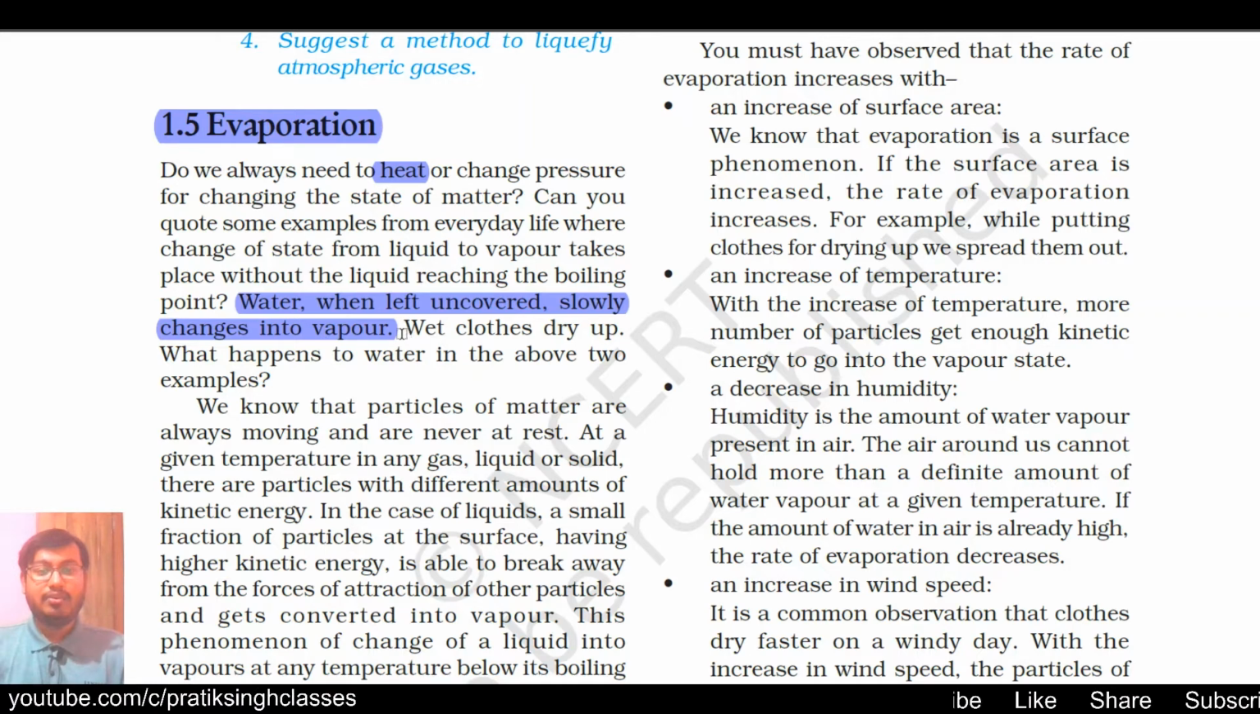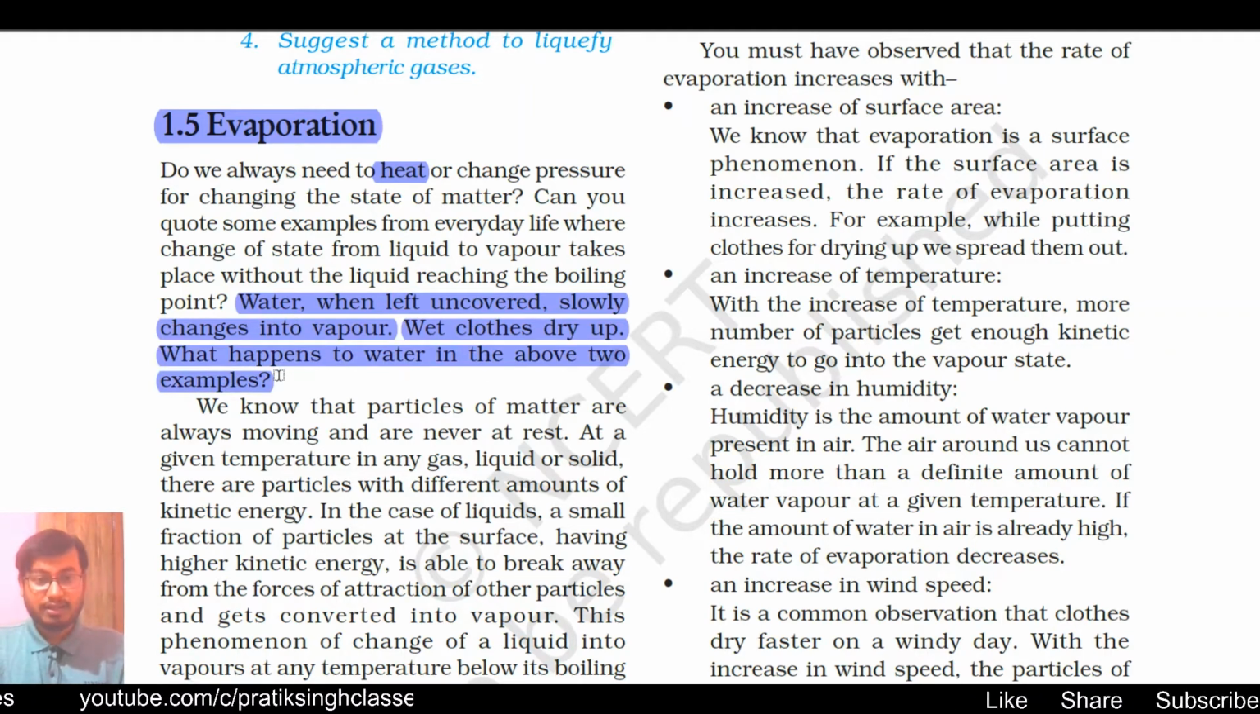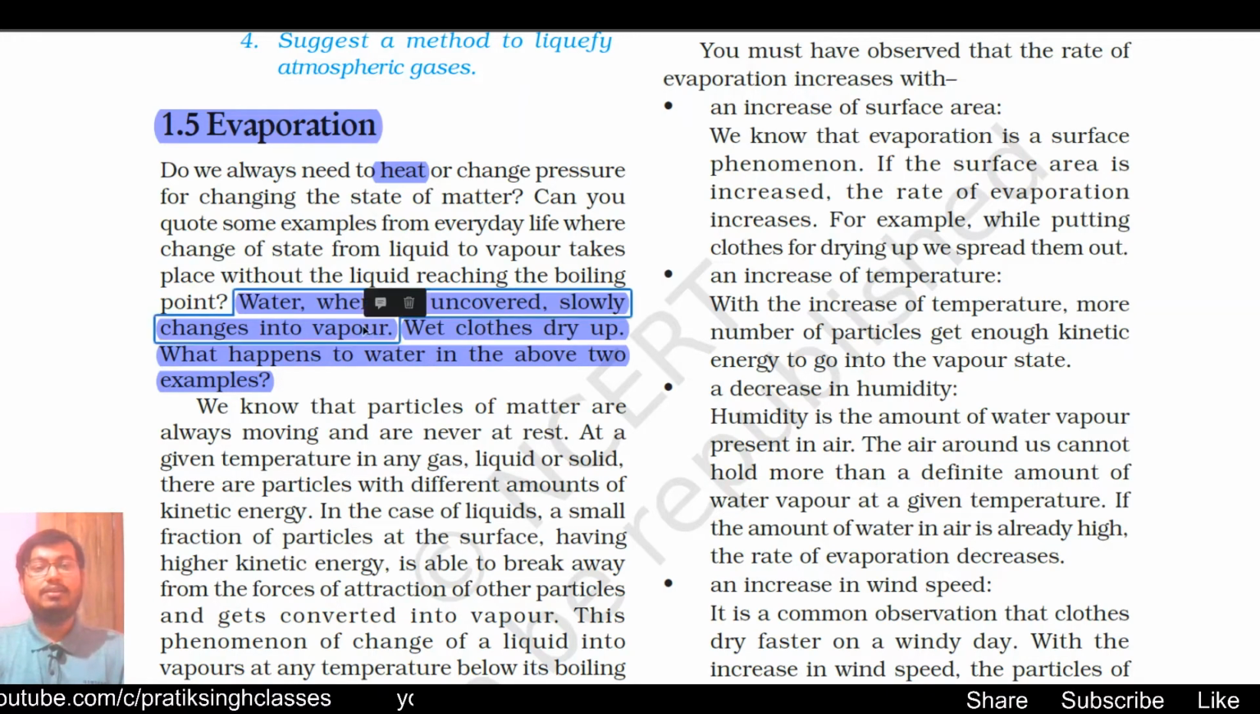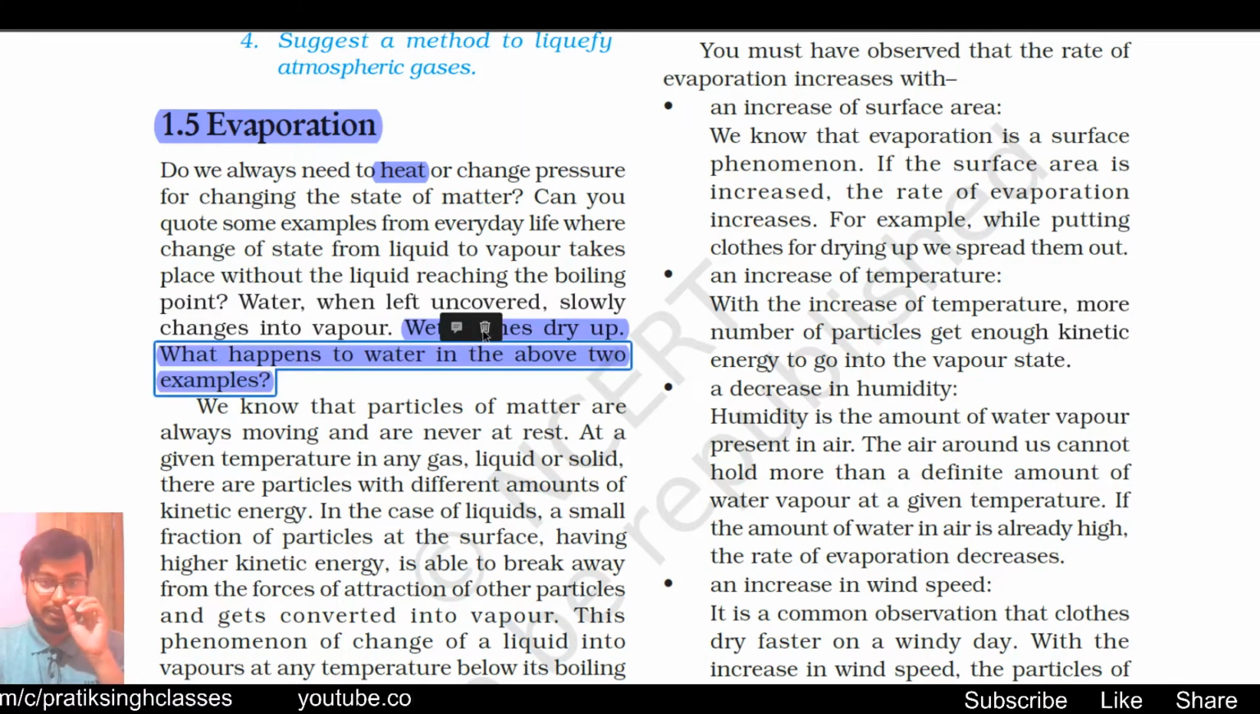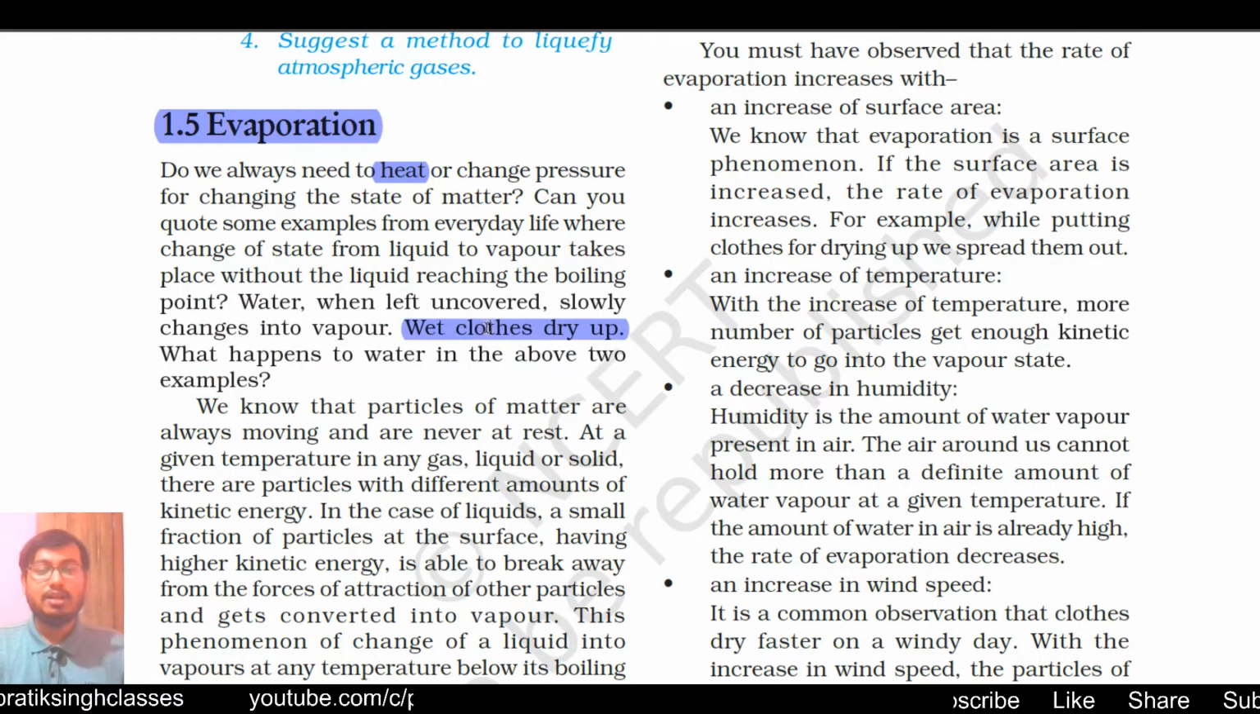Then wet clothes dry up. When we wash our clothes and rinse them in water and then hang the clothes, we see that the wet clothes dry up. What happens to water in the above two examples? When the clothes dry up, what happens to the water present in them, and when the water which we have kept in a vessel, without heating it, its amount has decreased? So what really has happened to the water? Where has that water gone?